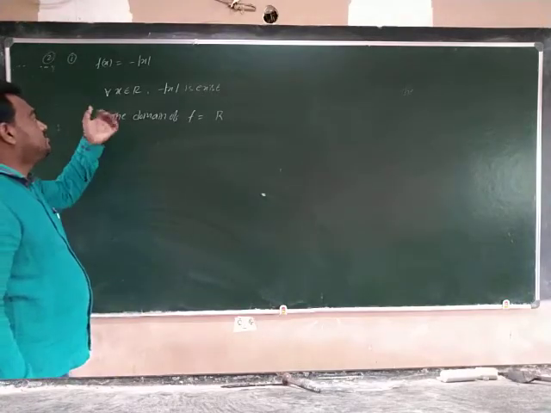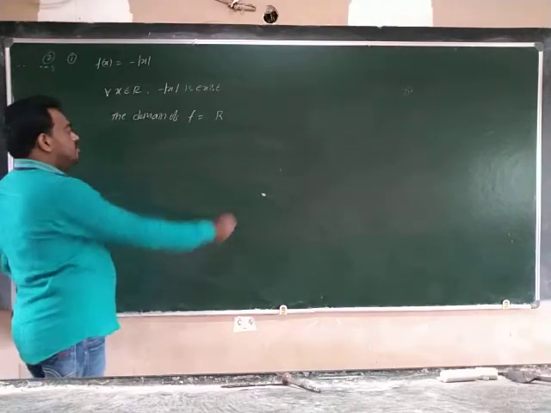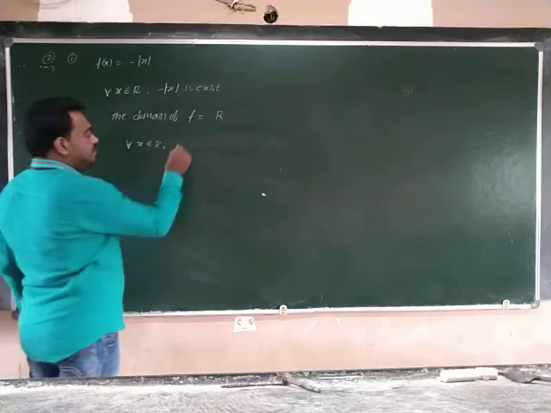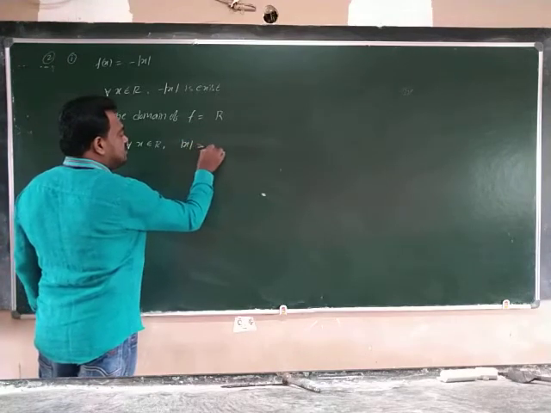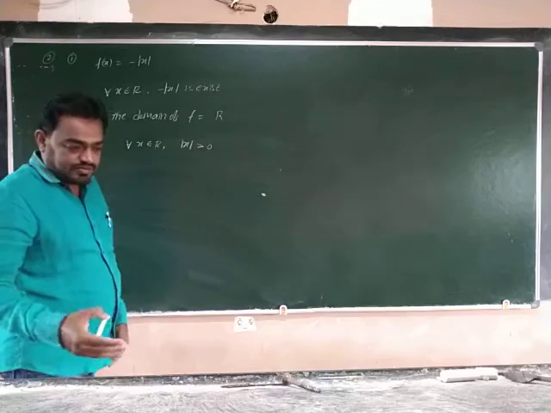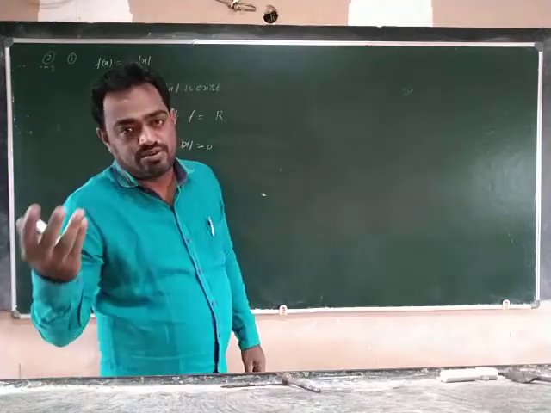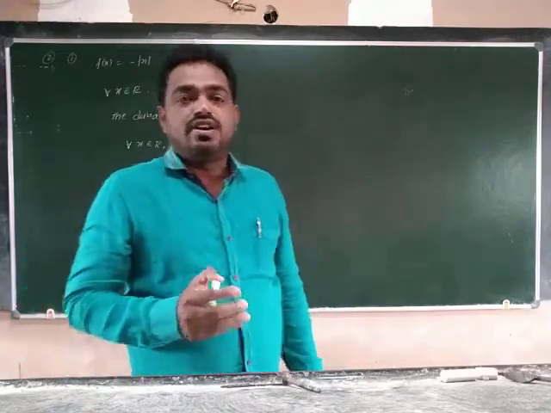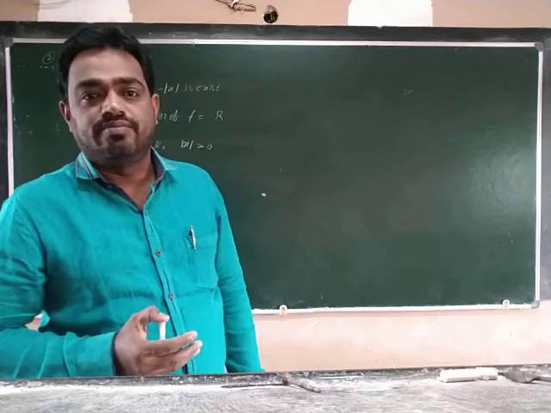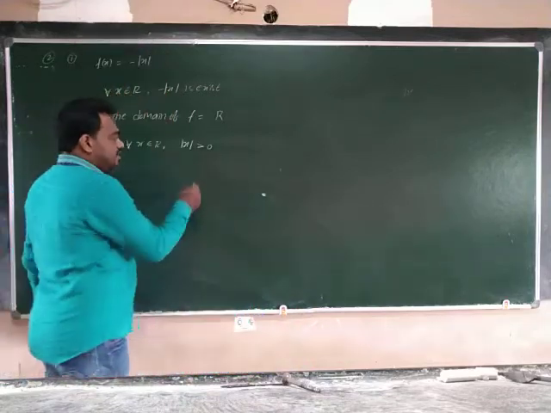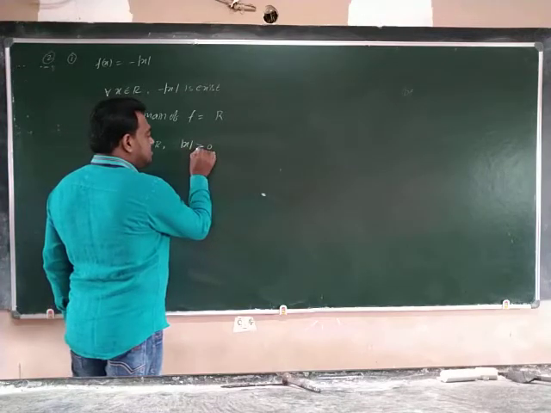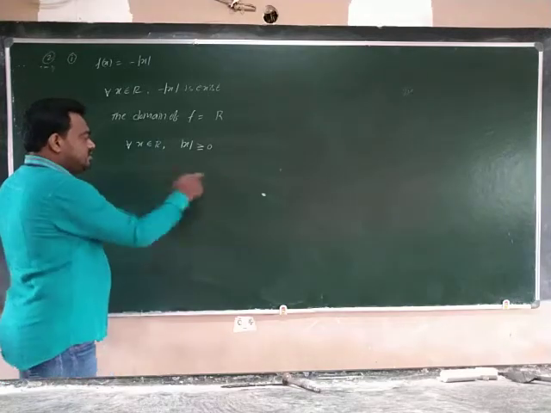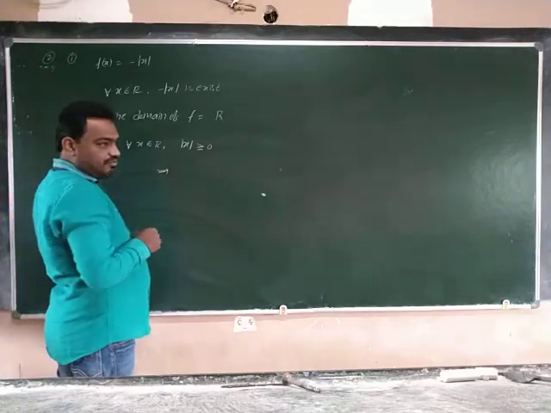Next, the range. For all x belongs to capital R, modulus of x is greater than or equal to 0. For example, mod 0 is 0, mod 1 is 1, mod 2 is 2, mod 3 is 3, mod 1.5 is 1.5. Coming to negatives, modulus of minus 0.5 we write as 0.5. So mod x is always greater than or equal to 0. Now multiply both sides with minus.